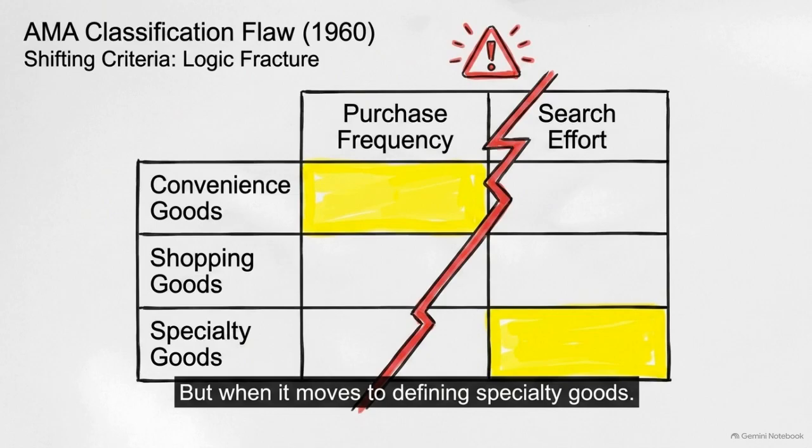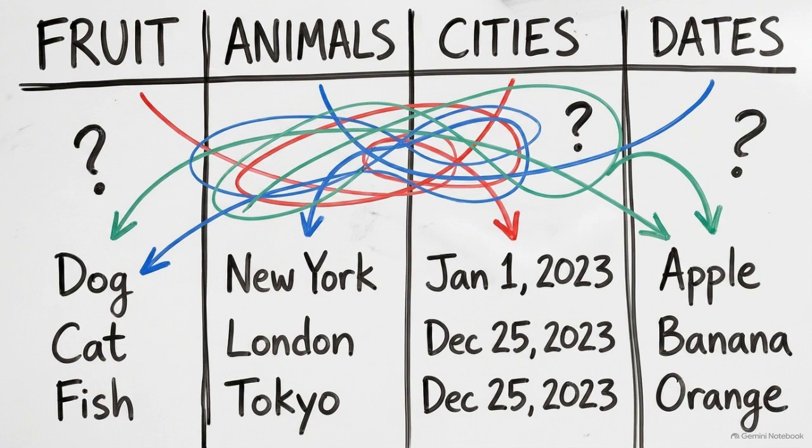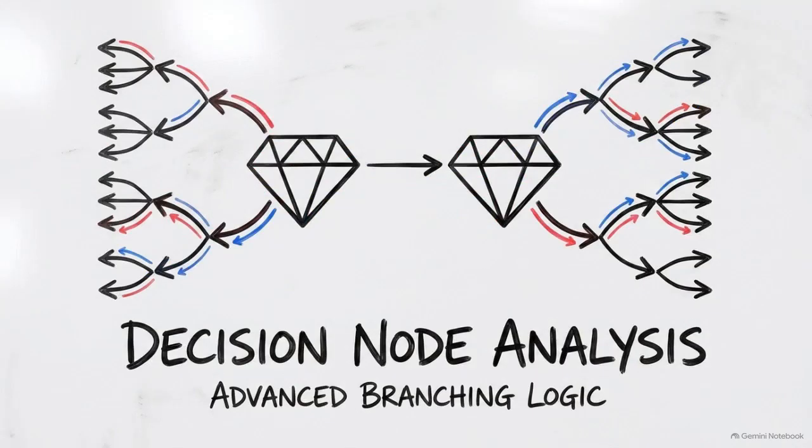The AMA definition uses the property of purchase frequency to define convenience goods. But when it moves to defining specialty goods, it switches its criteria entirely, using search effort and willingness to travel instead. Shifting properties mid-framework ruins the structural integrity of the classification. To see a logically rigorous alternative, we can look at Louis Bucklin's 1963 classification.